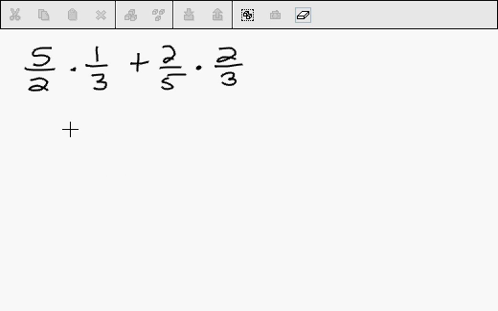Welcome to this example on solving a multi-step problem with fractions. We've got 5 halves times 1/3 plus 2/5 times 2/3. So we've got a multi-step problem to do here.